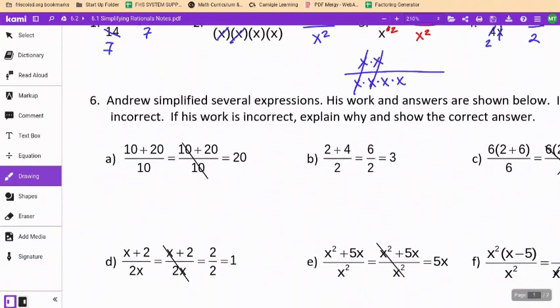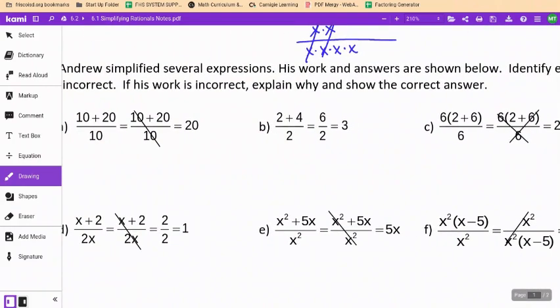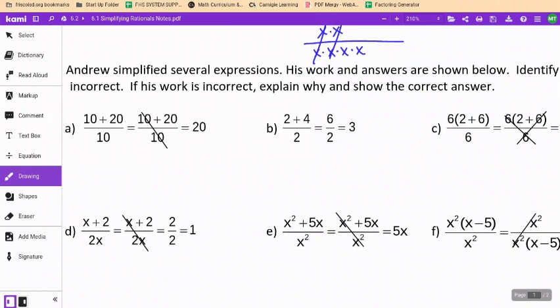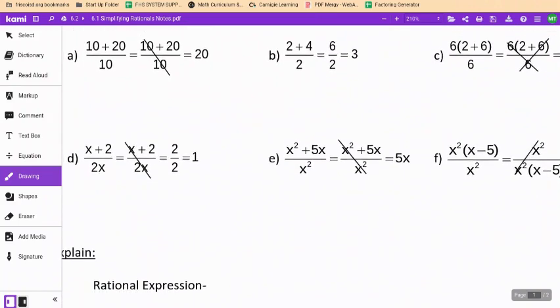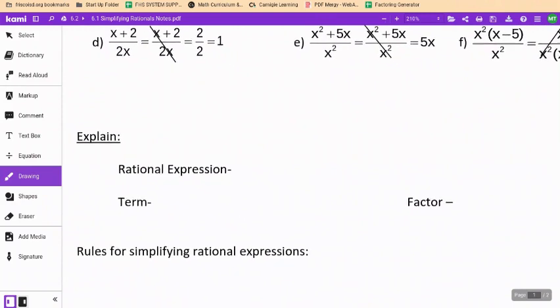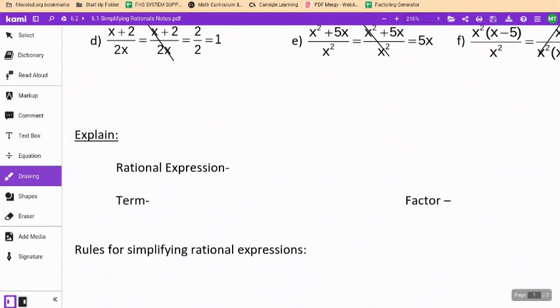Okay, number 6, it talks about Andrew simplified a few different things. I'm going to kind of skip this for right now. I just don't want to confuse you guys. And so I'm going to kind of explain what's going on and how I just simplified. Okay, so a rational expression. Again, rational, just a fancy term for fraction. But the technical definition, it's a ratio of two polynomials.